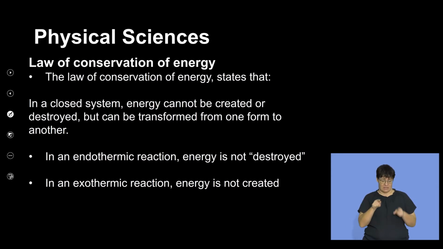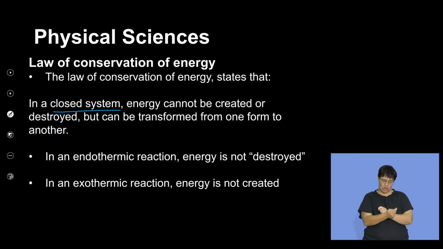Okay, so the law of conservation of energy is very clear in terms of what happens in a closed system. We know that energy cannot be created or destroyed, but energy can be transformed from one form to another. So in a chemical change, when we break bonds, we don't destroy energy. Equally, when we form new bonds, energy is released, but we are not creating new energy. We're just transferring, or rather transforming, energy from one form to another.